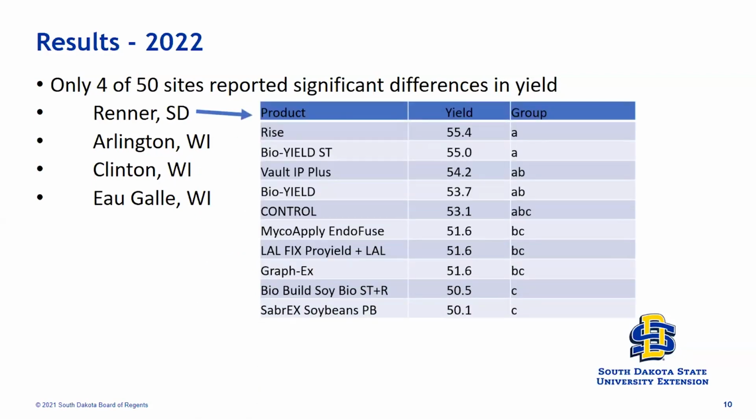And looking at the table from Renner, South Dakota, the products were listed, and then of course the control. So you can see the yield. Hopefully you can see my mouse cursor here. Yield ranged from, the control had about 53 and 53.1, and then you have all comparable yields with the biological products. Some were slightly more and some were slightly lower. So basically, there are some differences, but the differences weren't that huge.